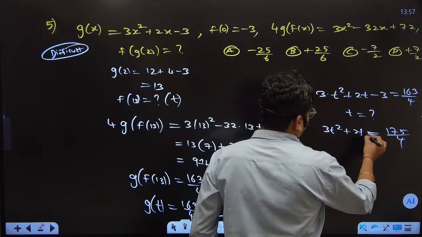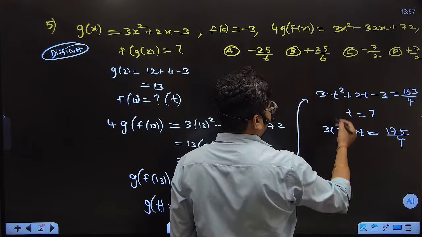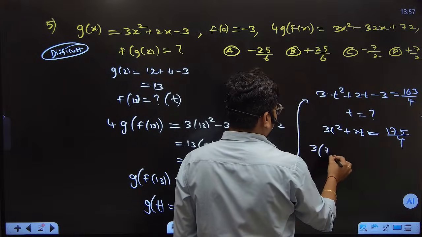So this is 175 by 4. Now if you look into it, if I replace t with 7 by 2, I'll be getting here 7 by 2 whole square.